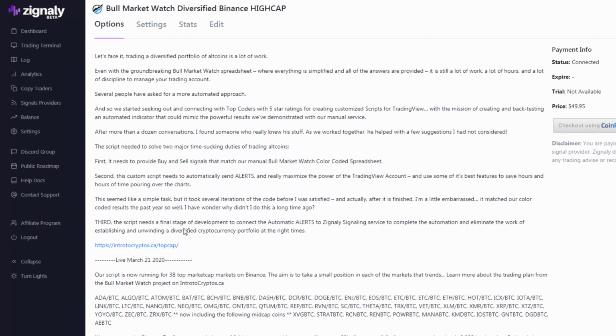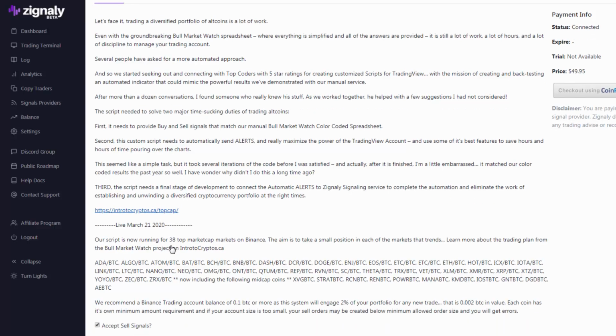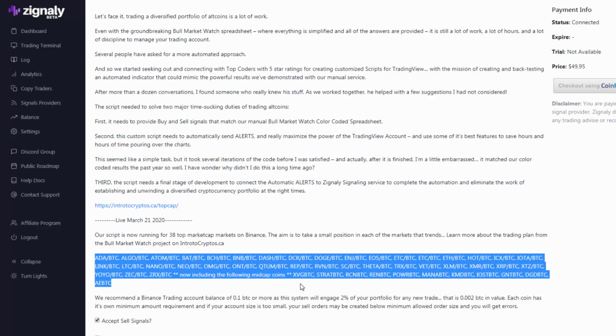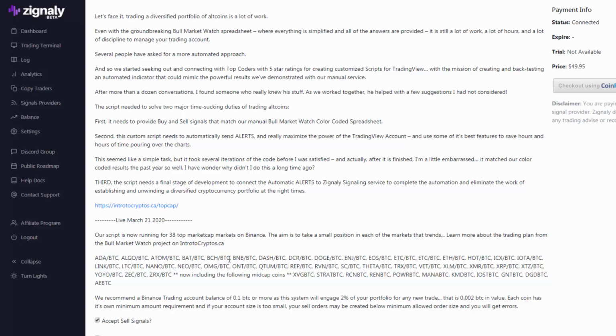There's a bit of a story about how it came to be, and some details that you can hold control and then click on that. But it is a collection of the top 50 now cryptocurrencies on Binance by market cap. And what it does is it gets into each of these coins in a small percentage of your total portfolio, and then it gets out of them when the bull market tops out.